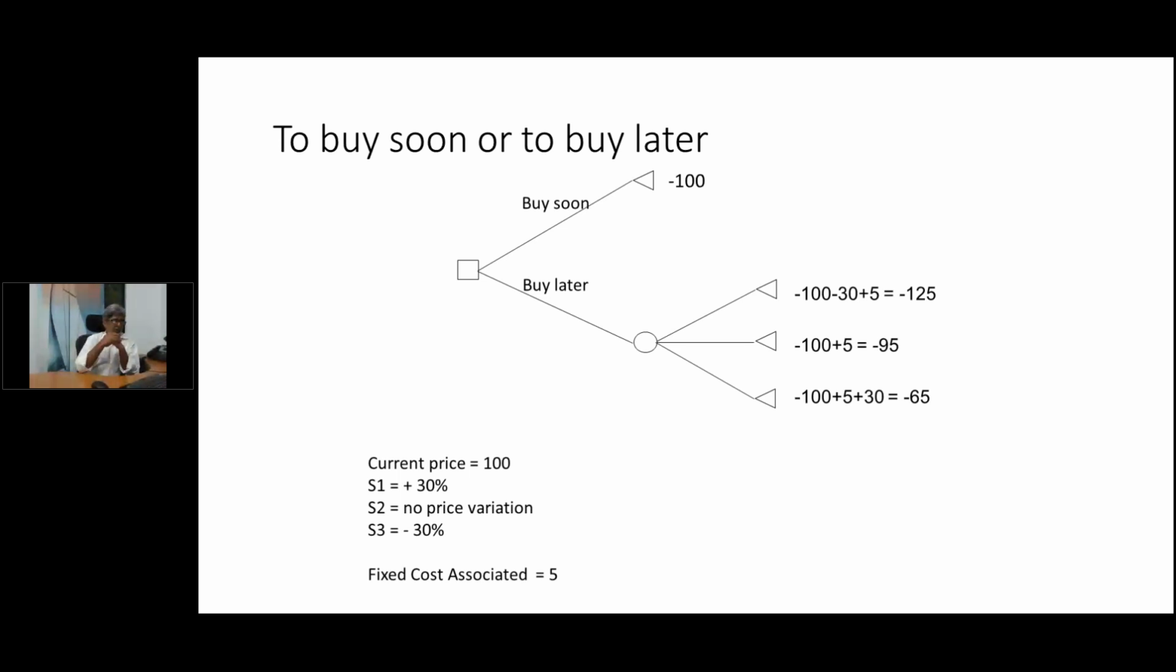The second option is very simple. Minus 100 plus 5, that is minus 95 that you will owe. Then if prices go down by 30%, it means that it has to be 70%. So minus 100 plus 30 plus 5 is equal to minus 65. So 65 is the price that you will be paying if you buy it later.